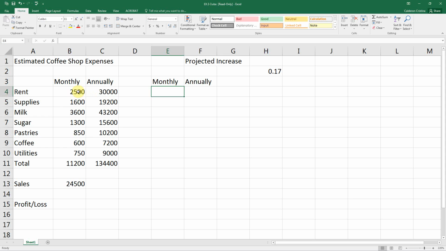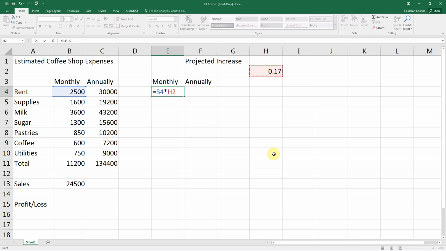This time, we're going to manually put equals. We're going to cell reference our monthly. And then what are we going to do? Times it by 0.17. Right, but do I actually manually put in 0.17? No, you just click H2. Right, so you cell reference it.